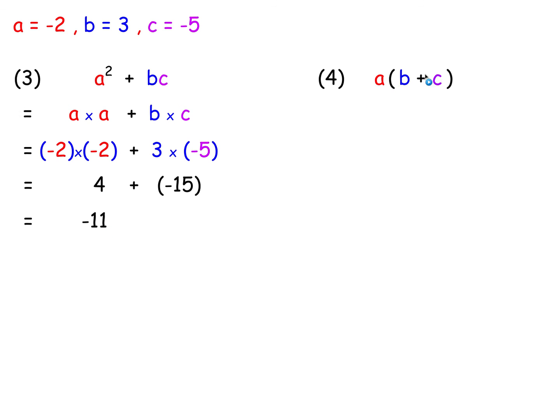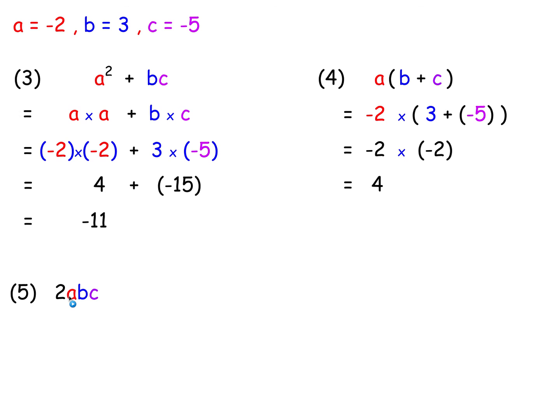This A bracket B plus C means A multiplies the brackets B plus C. So A is negative 2, B and C are 3, negative 5. They're being added in the brackets, and then you're multiplying by negative 2. So you work out the brackets first. So the sum in the brackets is 3 add negative 5, which is negative 2. And then the multiplication is done. Negative times negative is positive. So if it's A brackets, it means A times the brackets.